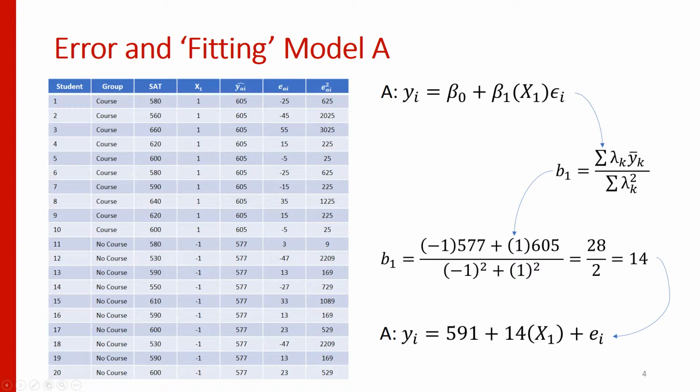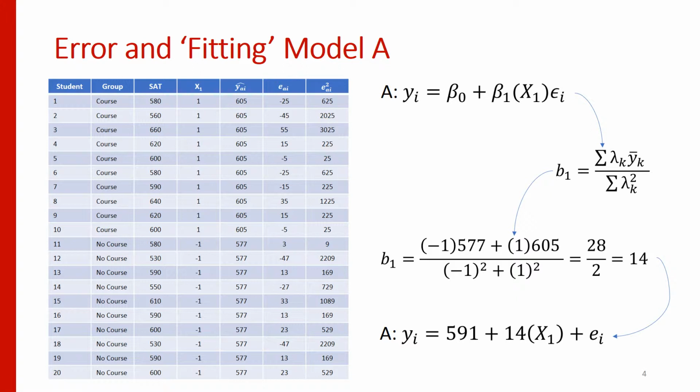So we have -1 squared is 1, plus 1 squared is 1. So adding those together, we get 2. So the difference between our two group means is 28, and the sum of the squared contrasts is 2. So we have a mean difference of 28 divided by 2 gives us a slope of 14, right?